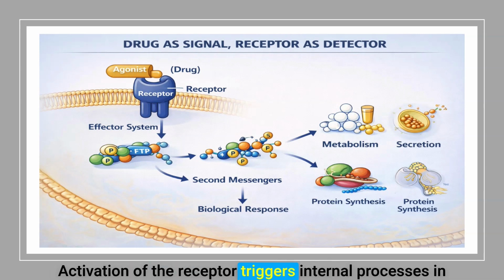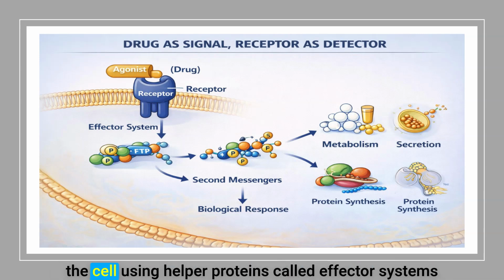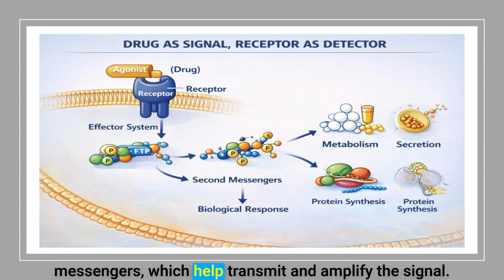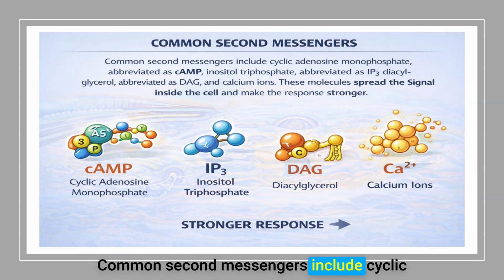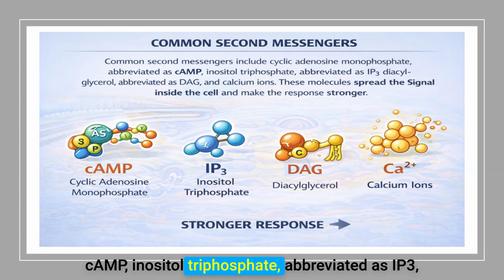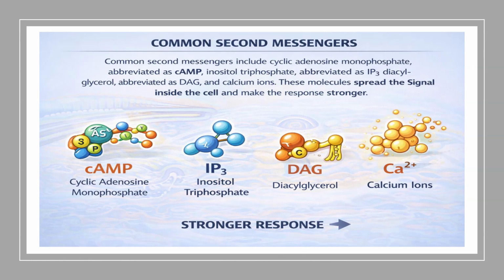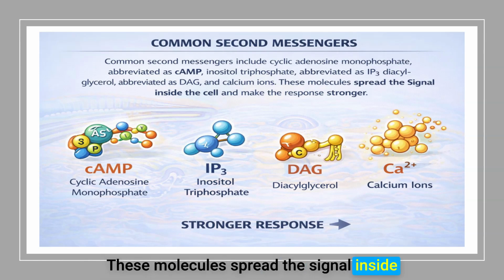Activation of the receptor triggers internal processes in the cell using helper proteins called effector systems and small signaling molecules known as second messengers, which help transmit and amplify the signal. Common second messengers include cyclic adenosine monophosphate, abbreviated as cAMP, inositol triphosphate, abbreviated as IP3, diacylglycerol, abbreviated as DAG, and calcium ions. These molecules spread the signal inside the cell and make the response stronger.